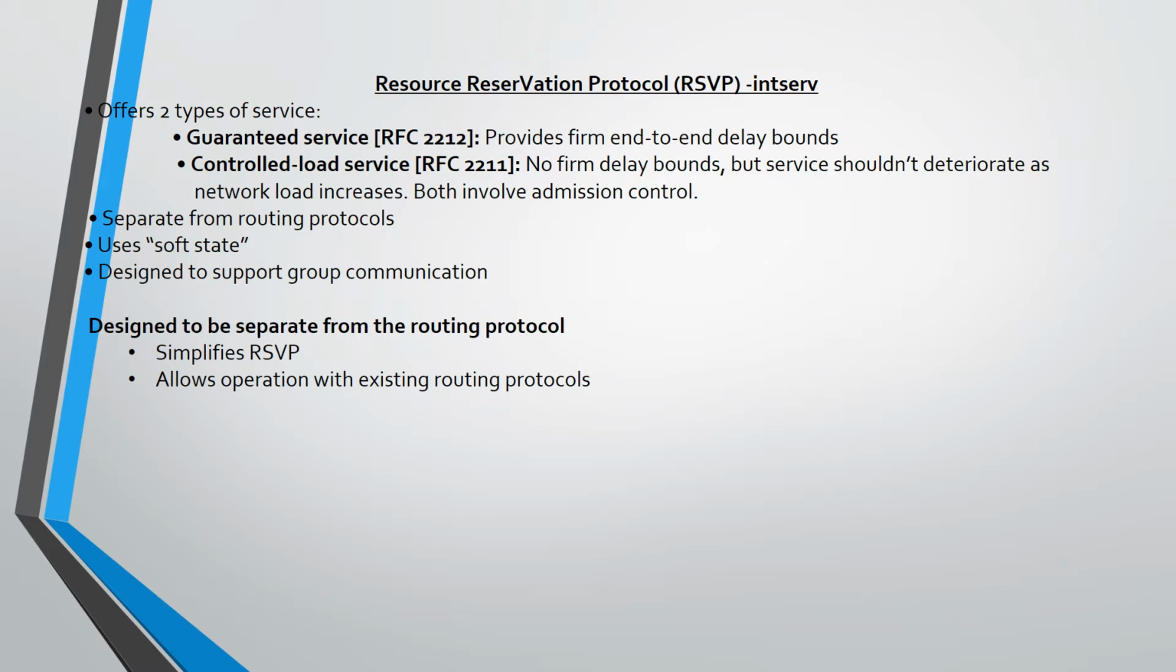Moving to INTSERV, Resource Reservation Protocol (RSVP). It offers two types of services: guaranteed services and controlled load services. Guaranteed services provide firm end-to-end delay bounds, and controlled load services have no firm delay bounds. It is separate from routing protocols. It uses a soft state.